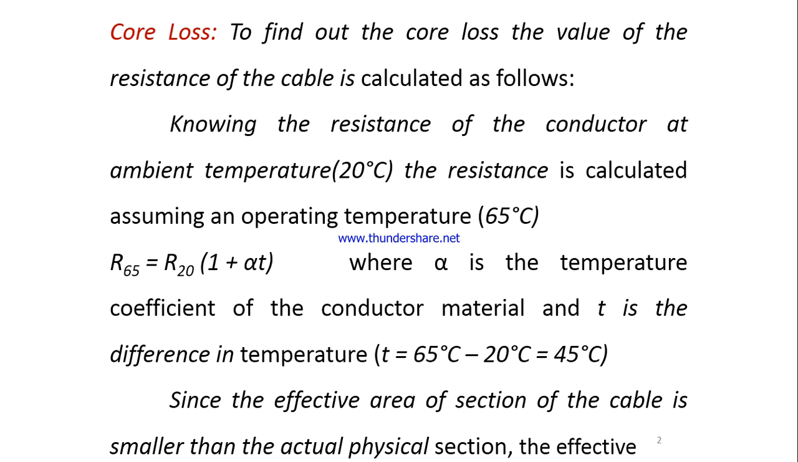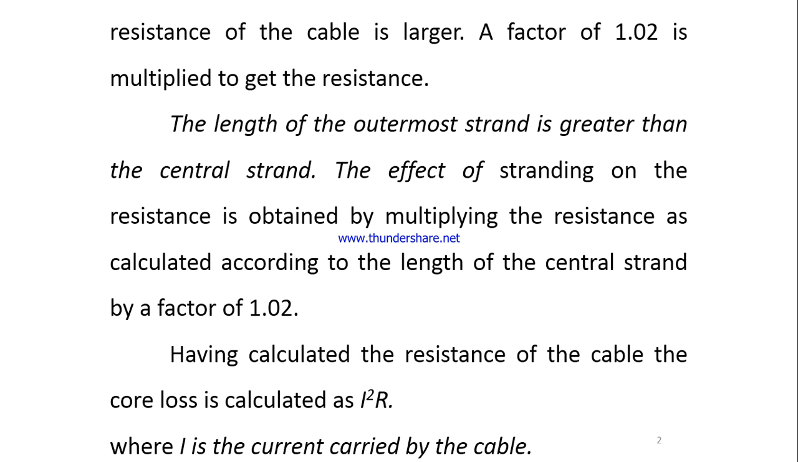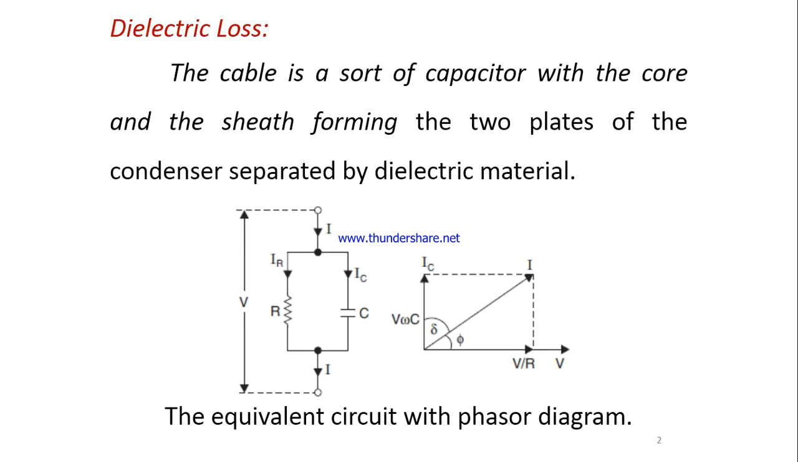Since the effective area of cross section of the cable is smaller than the actual physical section, the effective resistance will be larger. Normally, the effect of stranding on the resistance is obtained by multiplying the resistance, which is calculated according to the length of the central strand, with a factor of 1.02. So, while considering the core losses like I square R loss, we know that I is the current carried by the cable. Next is the dielectric loss.